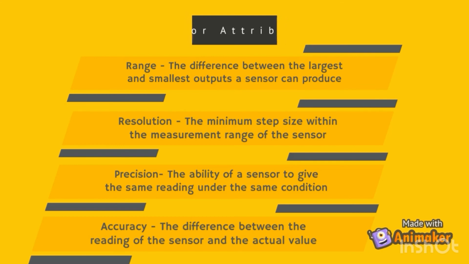The precision is the ability of a sensor to give the same reading under the same condition. And the accuracy is the difference between the reading of the sensor and the actual value. Mainly precision and accuracy are the important ones.